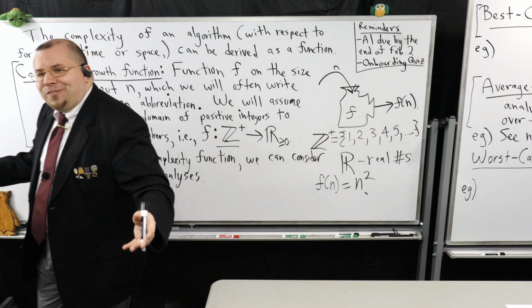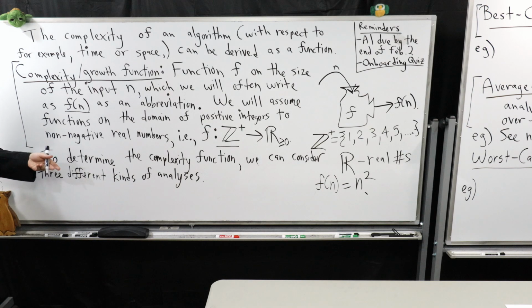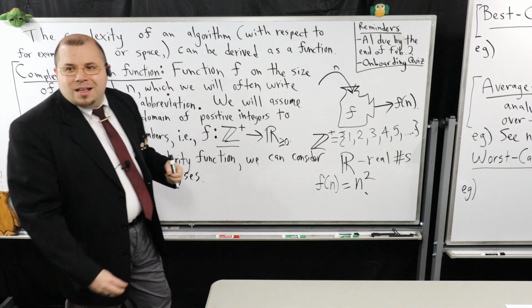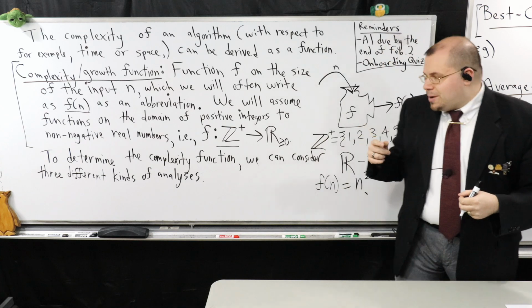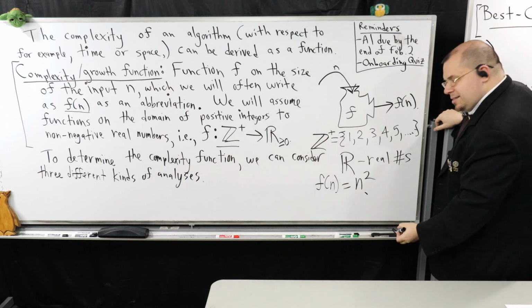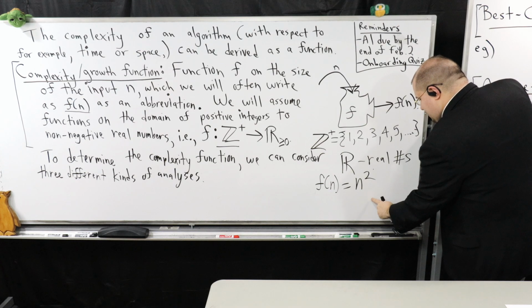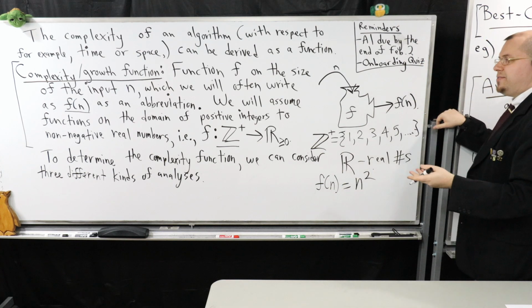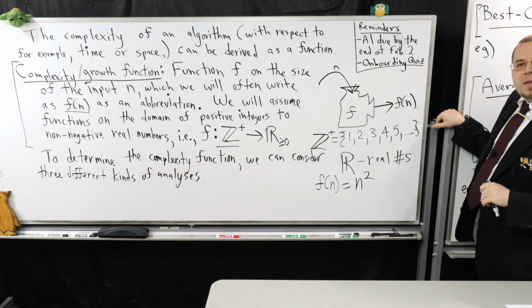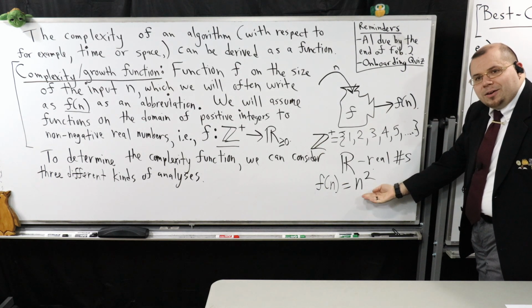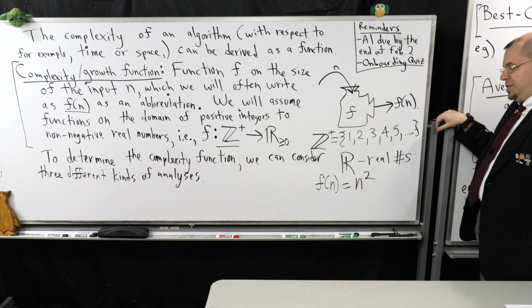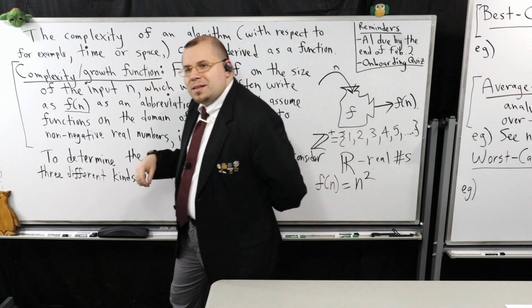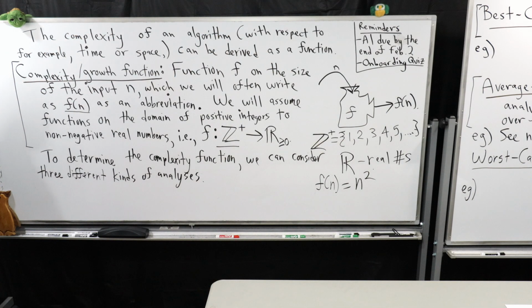It's just a fancy name for a function that takes a positive integer and spits out a non-negative real number. And that non-negative real number is supposed to represent how long the algorithm takes for a given input. What's the last one? This right here? This is just a period here. So I'm just giving you an example of a complexity function. For example, this quadratic right here is an example of a complexity function. But yeah, it's f of n is equal to n squared.